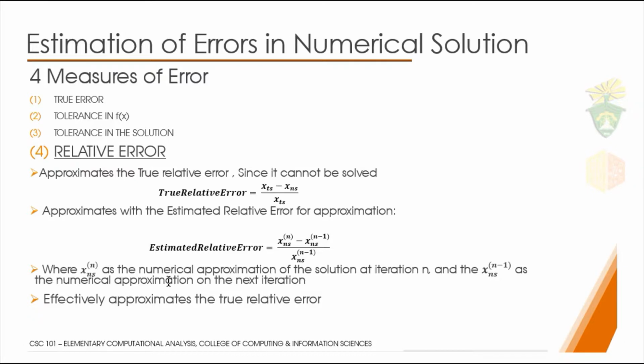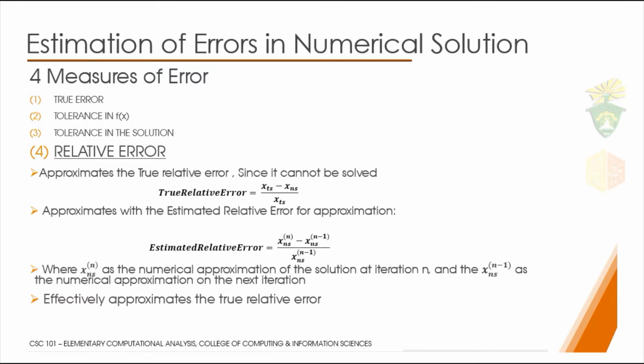It is expected that this one is smaller than this one. So this, the numerator, is expected to be smaller than this one, thus effectively approximating the true relative error such as this one. Okay? So again, the true relative error, we cannot solve this since it involves the x sub ts, which is basically unknown. But what the estimated relative error does is to approximate the true relative error here using this formula. Okay, so these are the four measures of error.